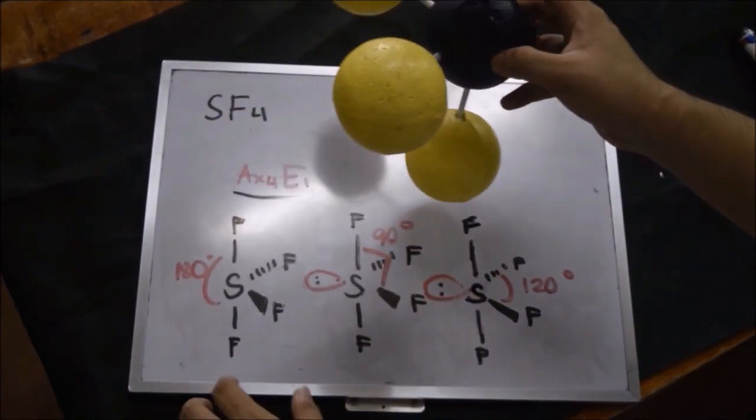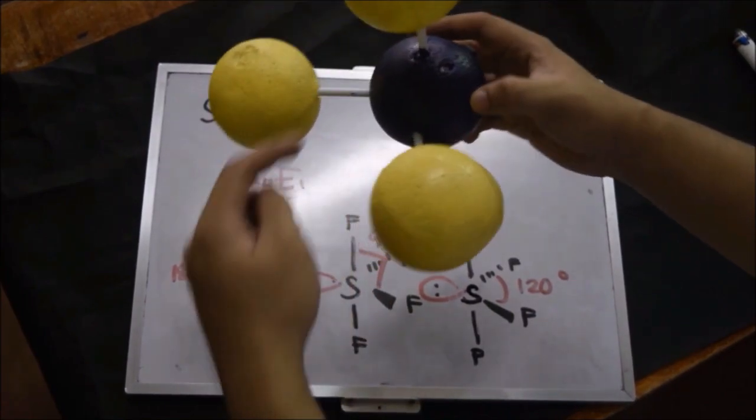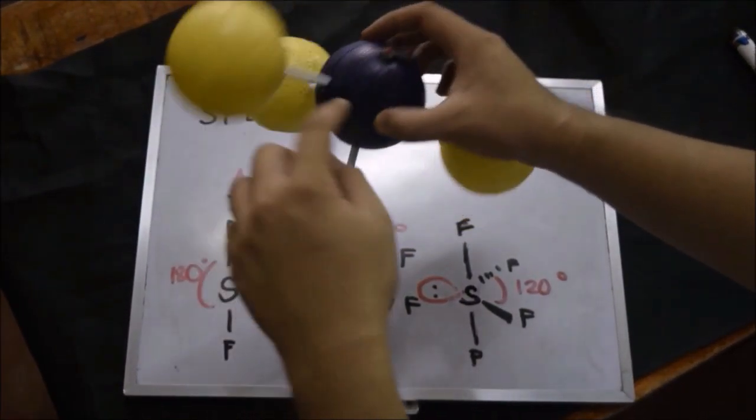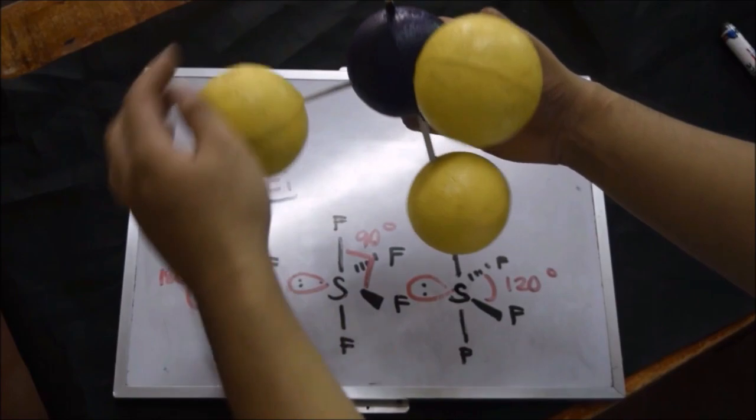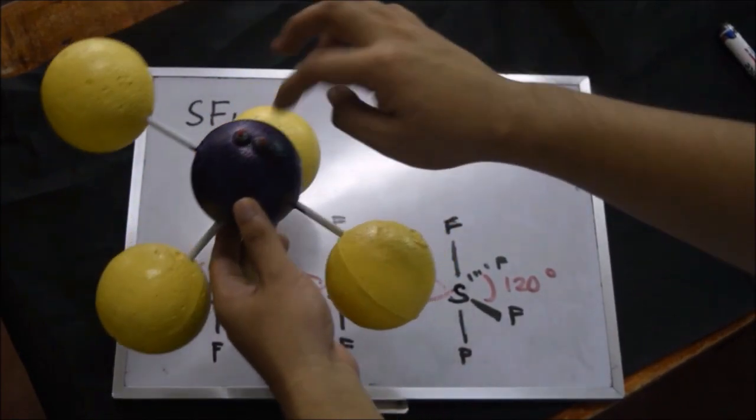To conclude, a seesaw model has 5 things surrounding the central atom, 1, 2, 3, 4, and 5, with 4 of these being bonded and the other being a lone pair.